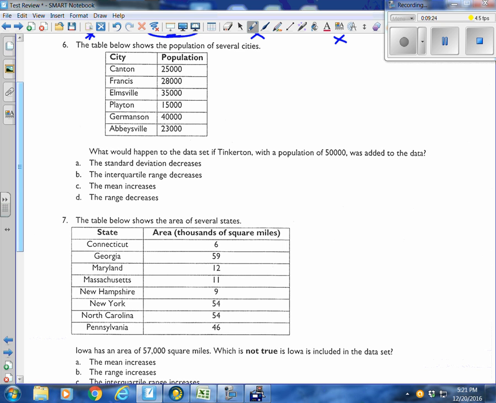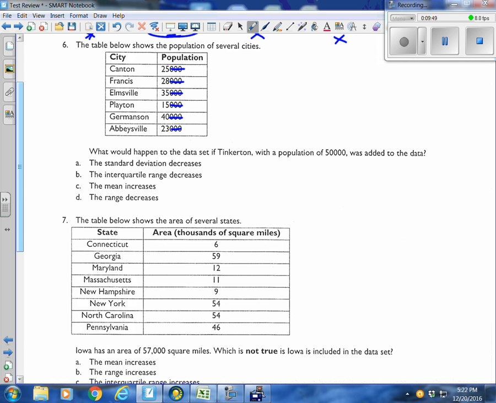All right. Number 6. The table below shows the population of several cities. What would happen to the data? This is one of those where I'm going to put my data in order and see if it forms a pattern. This is when we were talking about standard deviation and the normal curve. So I'm going to put them in order. And I'm noticing everything's in thousands. So if I just take off 3 zeros, I won't have to write so many zeros when I write them down.